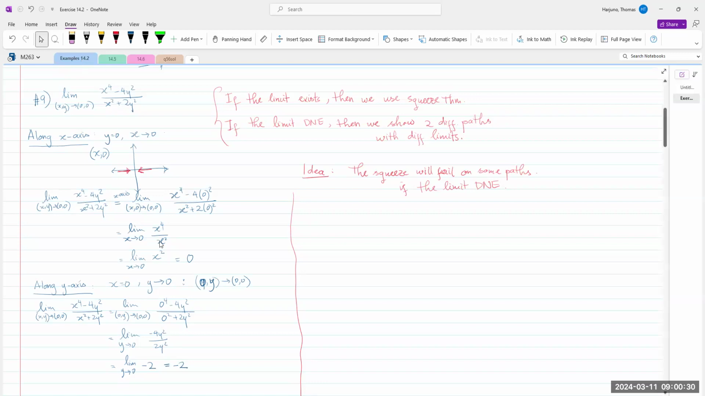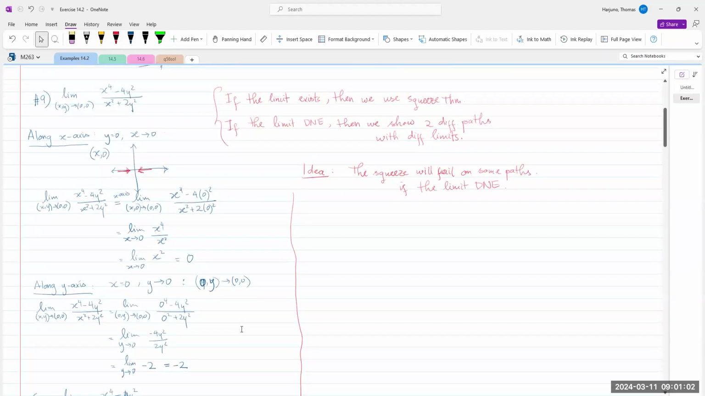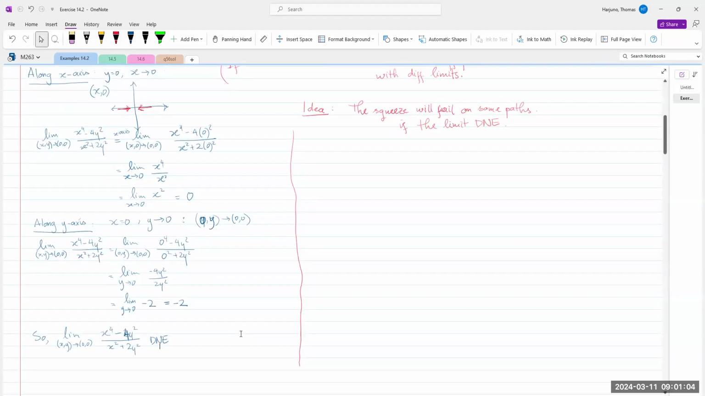So the conclusion: because it gives us two different limits using two different paths, the limit of (x to the fourth minus 4y squared) over (x squared plus 2y squared) does not exist. Those are two different paths that give us two different limits, and therefore the limit does not exist.